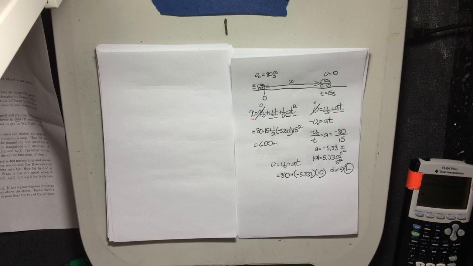Where did you get the 10 seconds from on the AT, negative 5.33 times 10? The 10 came from reading the second question. What is the magnitude and direction of the car's velocity? Oh, I see. Yes, at 10 seconds. So yes, read the question. Thank you. You're welcome. In the back, in red.